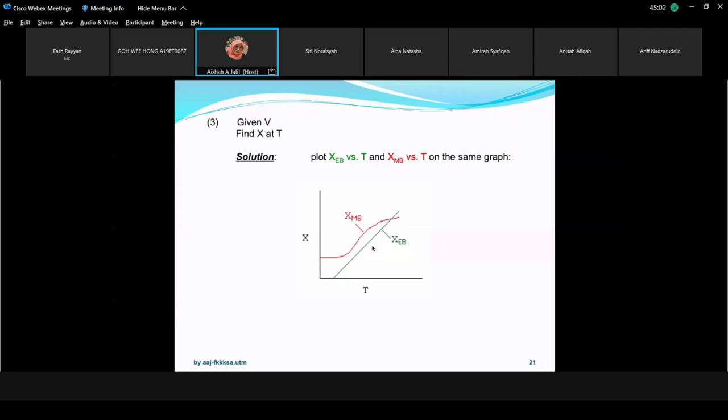For XEB, here they consider the UA, the heat exchanger, but you will not calculate for the heat exchanger, so you can ignore the first term. You just consider the last one, CPA times T minus T0, over minus delta HRx. That is for the XEB. So you can get the XMB, and then you can get XEB, and then you can plot X versus T like that, and then you can get the X and T at the same time.